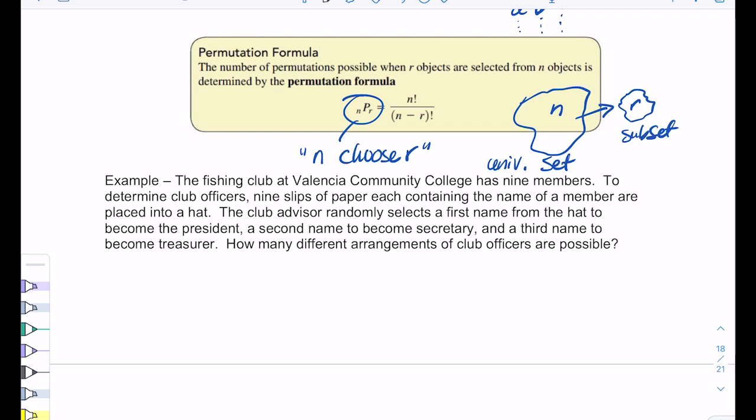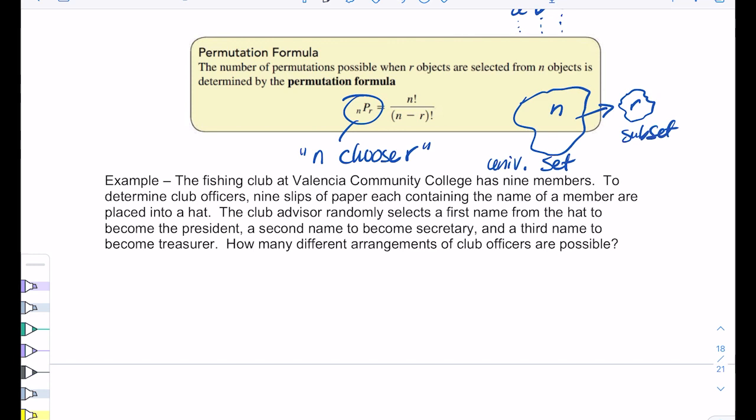In the example, it says the fishing club at Valencia Community College has 9 members. To determine club officers, 9 slips of paper, each containing the name of a member, are placed into a hat. The club advisor randomly selects a first name from the hat to become the president, a second name to become secretary, and a third name to become treasurer. How many different arrangements of club officers are possible? Personally, I think that's a very unfair way, but that is how this club decided to pick president, secretary, and treasurer.